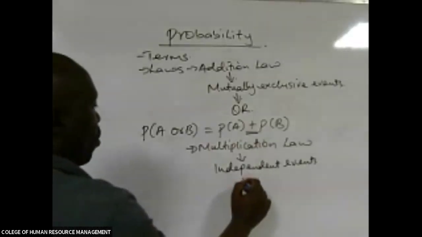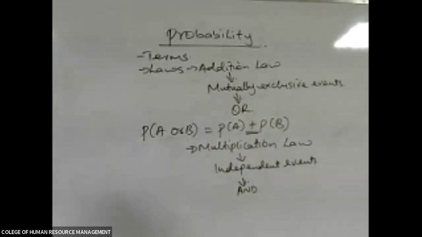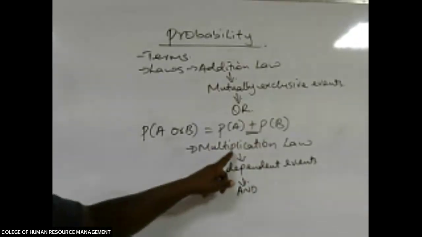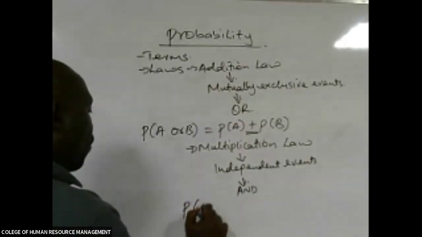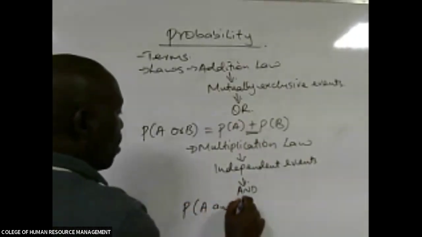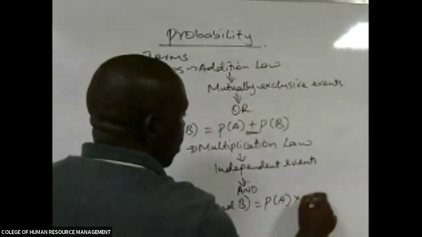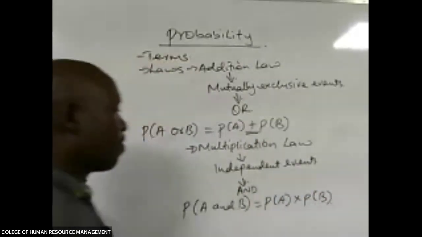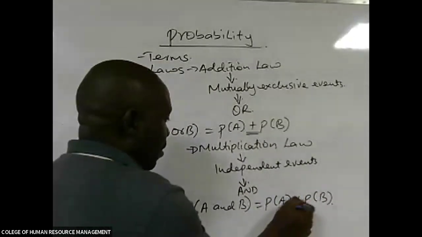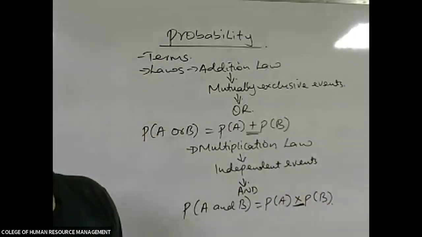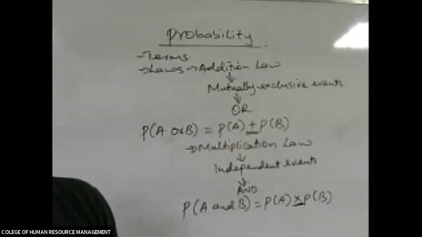And in this case, we normally use the conjunction and. Whenever we are using the conjunction and, we normally multiply the probability of those events. So the probability now of A and B is going to be the probability of A multiplied with the probability of B. When we are using and, we multiply the probabilities. Then after this, I also talked about the decision trees.